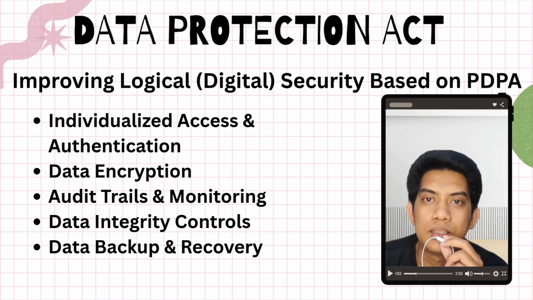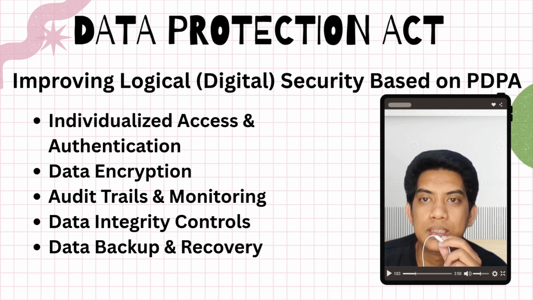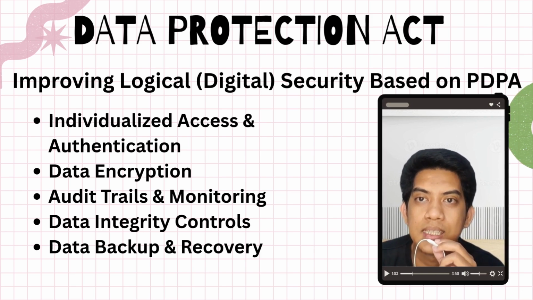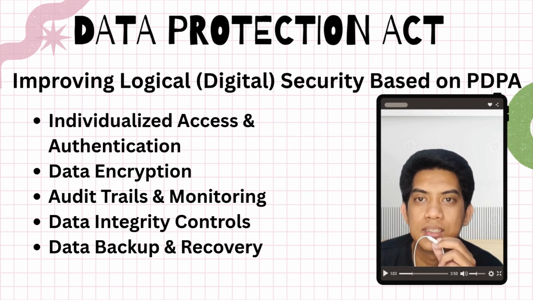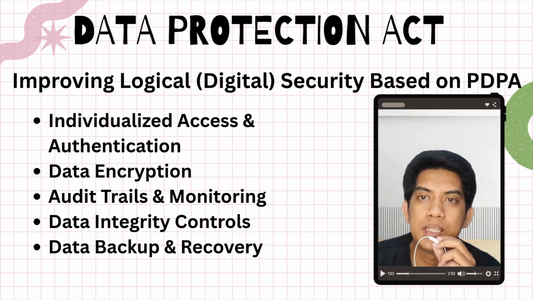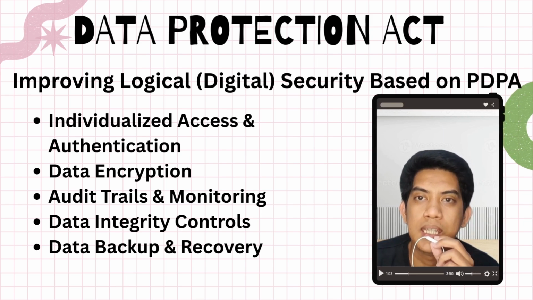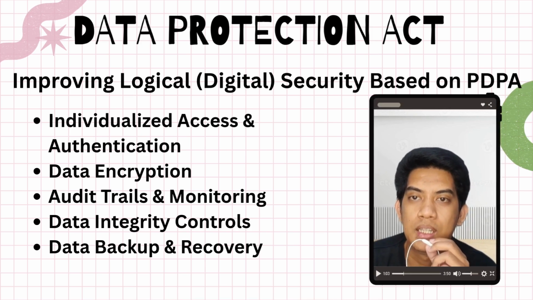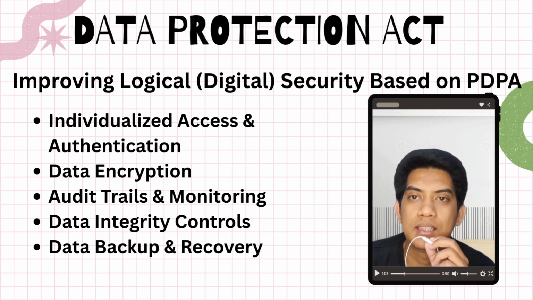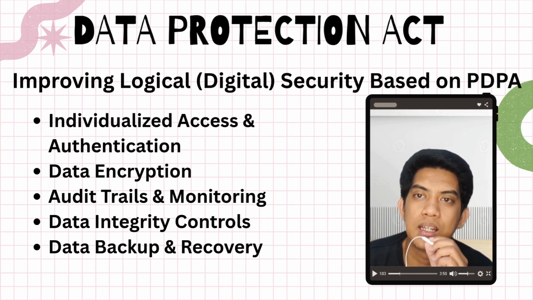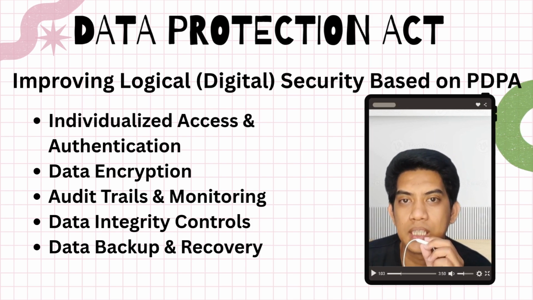And then the fourth one is data integrity controls. Reports of unauthorized edits to data highlight integrity risks. The company must enforce role-based access control (RBAC), limit editing permissions, and use version control systems. And then Skytech must ensure data accuracy and prevent unauthorized modification.